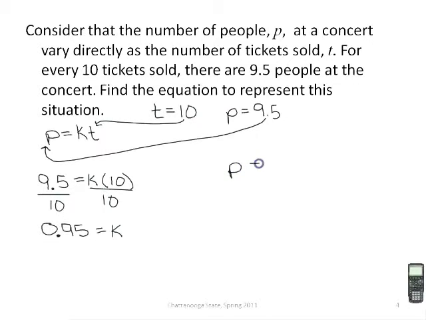My equation is P equals 0.95 T. So the number of people at the concert equals 0.95 times the number of tickets sold. Let's use this equation in the next couple of problems.